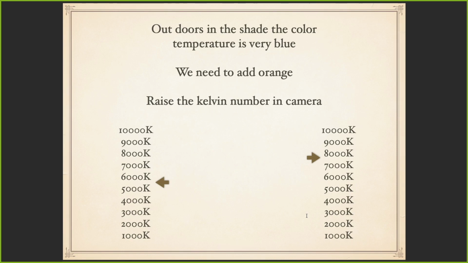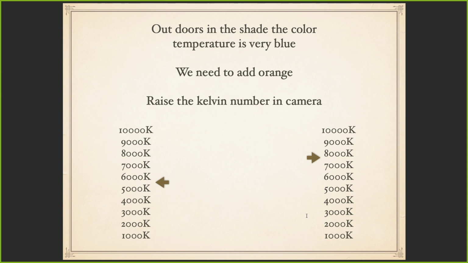Okay, so just another example, just to kind of keep going over this. Outdoors, in the shade, the color temperature is very blue. Shade makes a much bluer, cooler look. So we want to add orange, so we raise the Kelvin number in the camera.